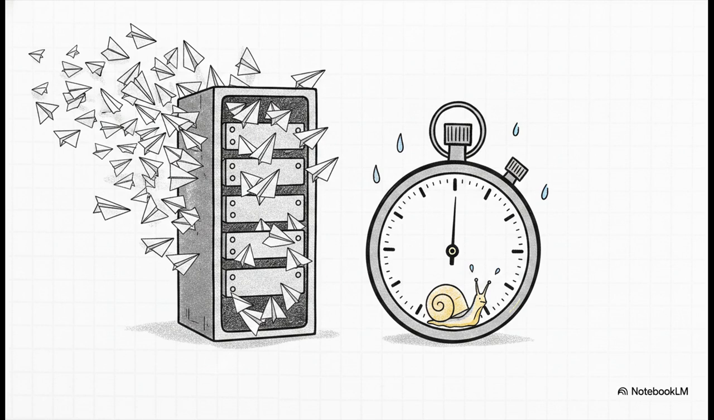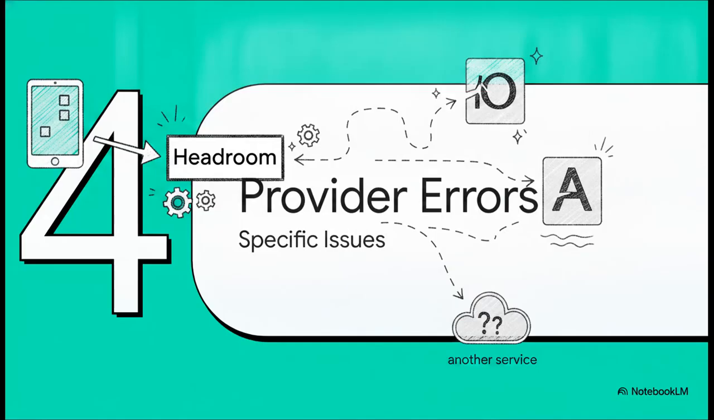Moving into Part 4, Fixing Provider-Specific Errors. As we continue our triage protocol, we absolutely have to handle external connections. Since Headroom sits right between your app and the AI provider, it naturally interacts a bit differently depending on whether you're talking to OpenAI, Anthropic, or someone else.